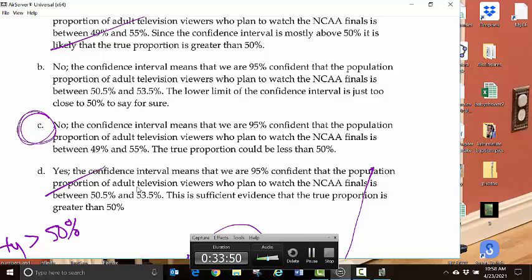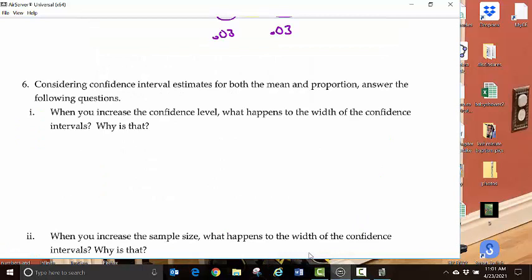All right, guys, go on and look at the next one for a sec. So any questions that you saw from 6? Or should I just go over it? Just go over it? Okay. Considering confidence interval estimates for both mean and proportion, answering the questions. When you increase the confidence level, what happens to the width of the confidence interval? Does it go up or down? It widens, it goes up, it increases, right?